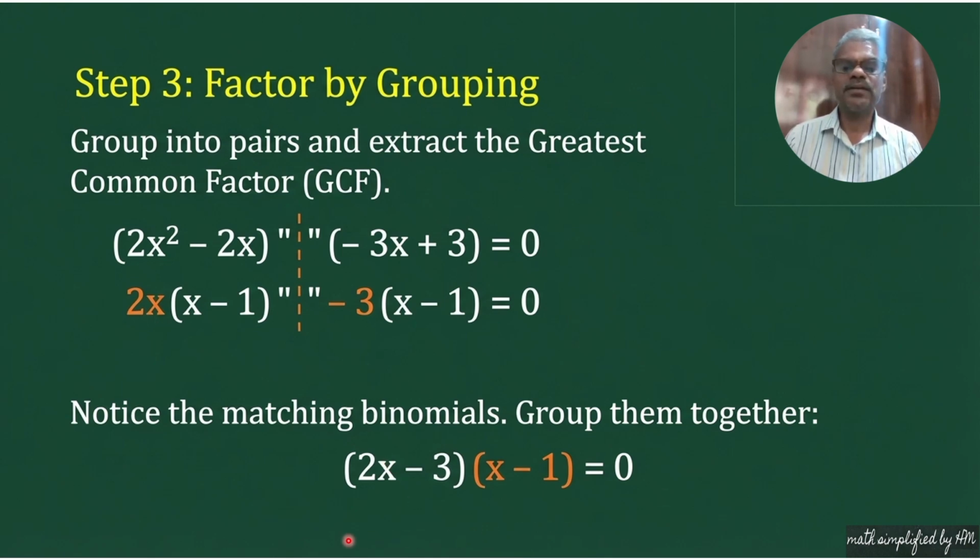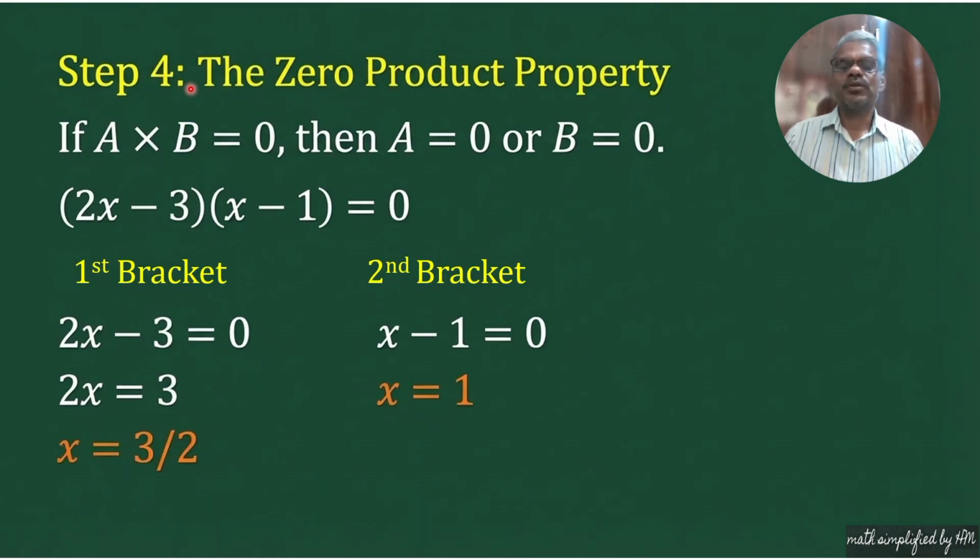So we get in bracket 2x minus 3, bracket complete, into another bracket x minus 1, bracket complete, is equal to 0. Fourth and last step, the zero product property. If a into b is equal to 0, then a is equal to 0 or b is equal to 0.